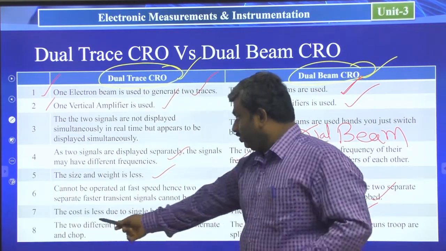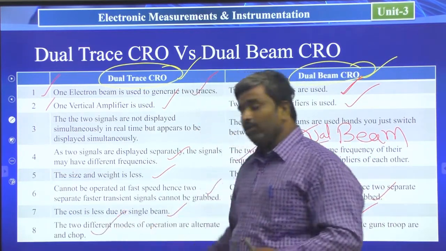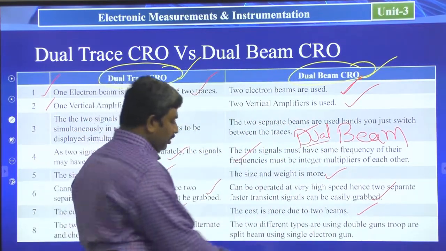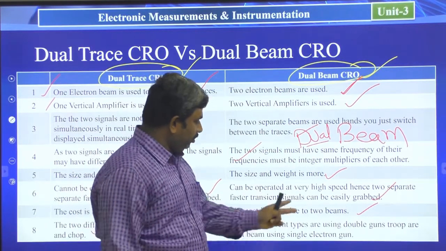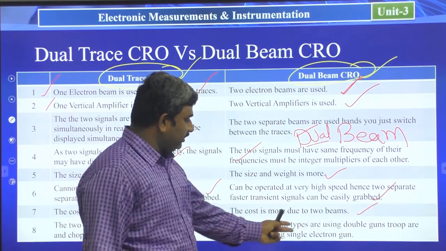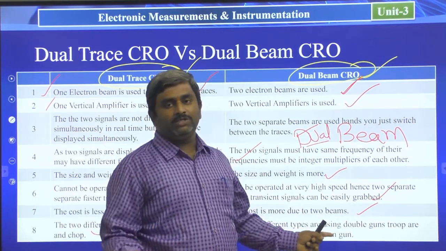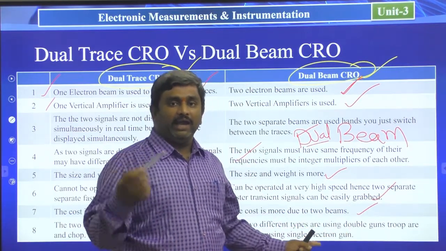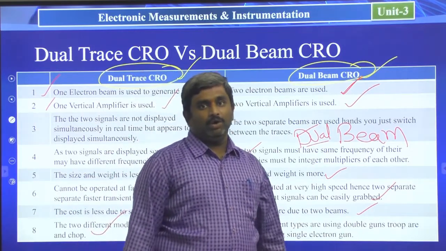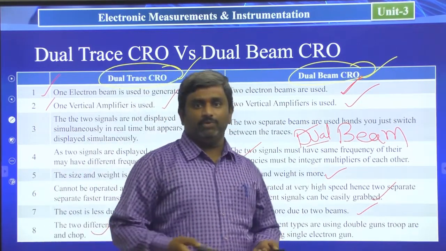Next, two different modes of operation: alternate and chop mode. Here we have two different modes of operation, one is chop mode and one is alternate mode. Here a single electron beam is split to make two traces. In the dual beam CRO, we have channel A, channel B independent modes, or dual modes, or XY mode. These modes are available in the dual beam CRO. Okay, these are the differences between dual beam and dual trace CRO. Just note it down.